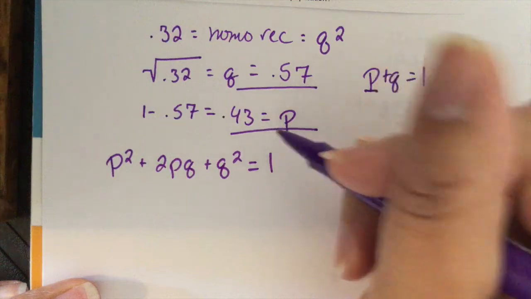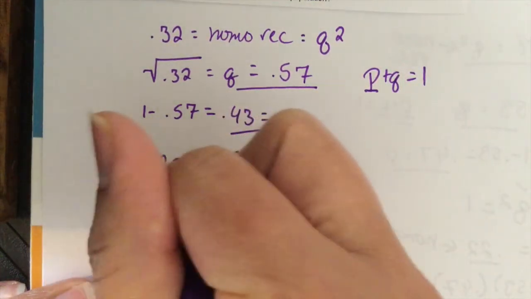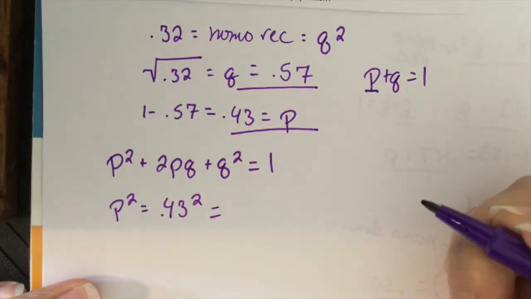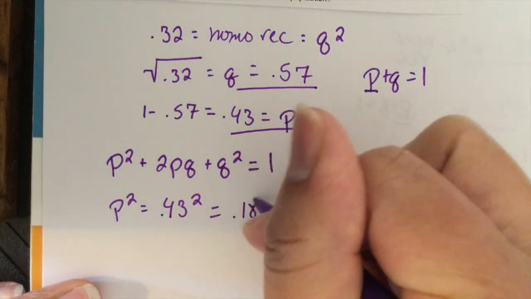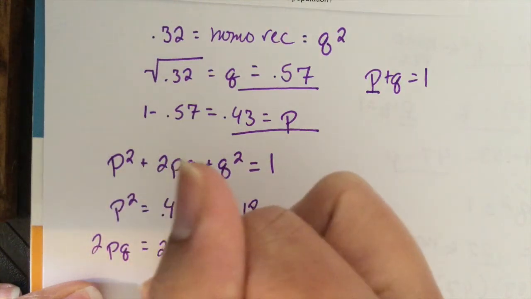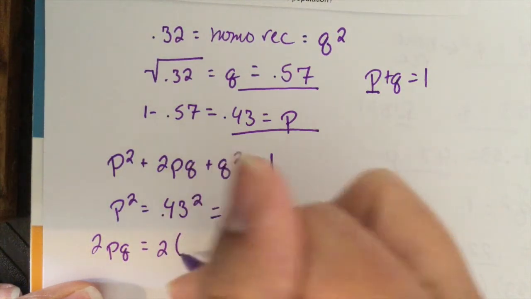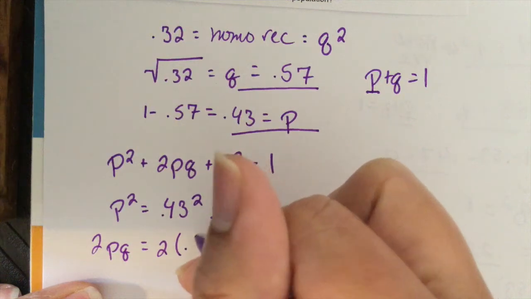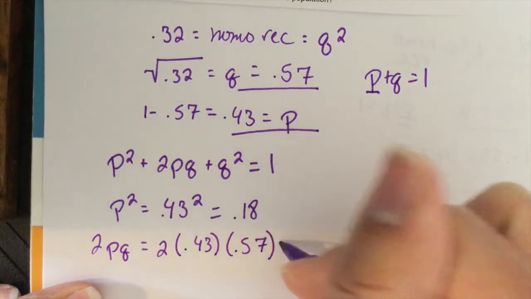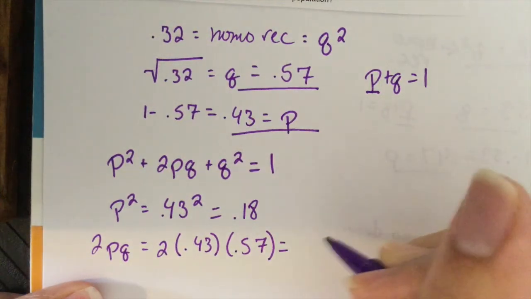So P squared, 0.43 squared. Okay, so our P squared is going to be 0.18. 2PQ for our heterozygotes, 2 times 0.43 times 0.57. Okay, so that's going to equal 0.49.